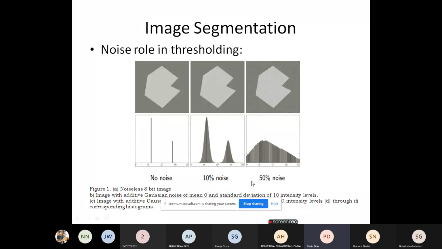But if the noise level has increased, then the separation becomes very difficult, and additional processing should be done on the image, isn't it? So differentiating between the two modes of the image is difficult. That is what we had seen yesterday regarding the role of noise in image thresholding.